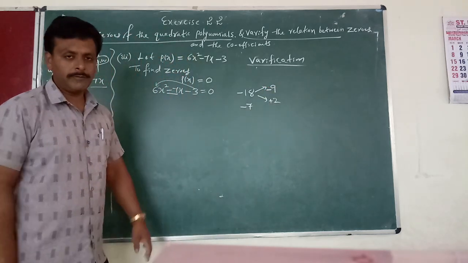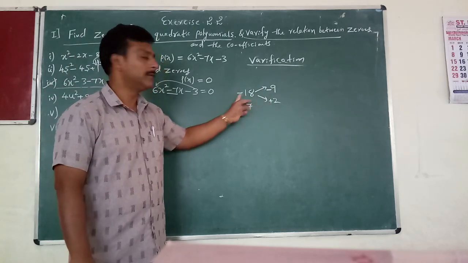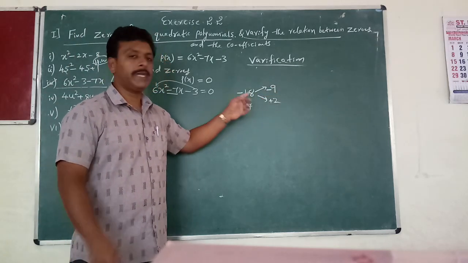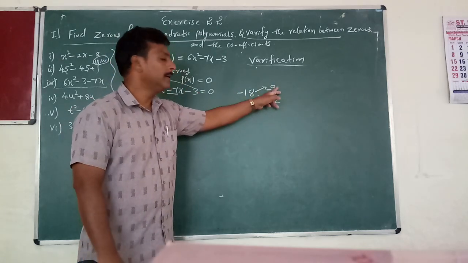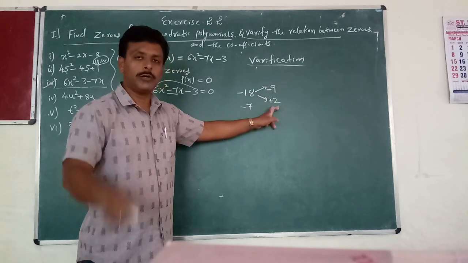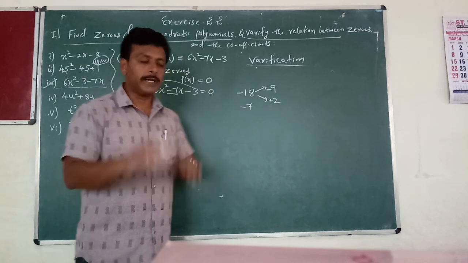Don't believe yourself, again cross check. Minus into plus is equal to minus. So, 9 2's are 18. Product is correct. And difference you are finding, 9 minus 9 plus 2 is equal to 7. Big number side minus, so minus 7. So our splitting is correct.